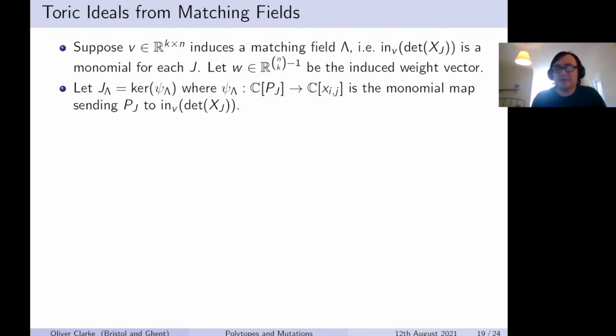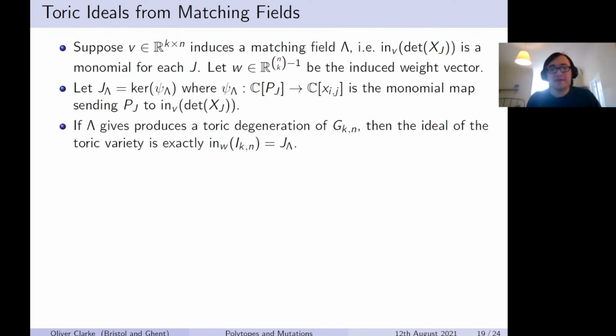The kernel of this is going to be some toric ideal. And it turns out that the initial ideal of the Plücker ideal with respect to the weight W induced by V coincides with the kernel of this monomial map if and only if this left-hand side is a toric ideal. So whenever we do have a toric degeneration of the Grassmannian, we can write down its ideal in a very easy way.